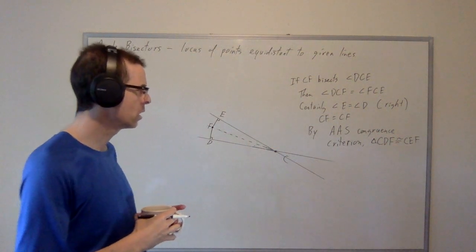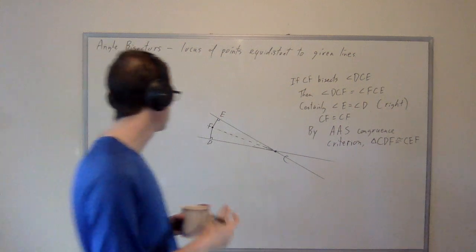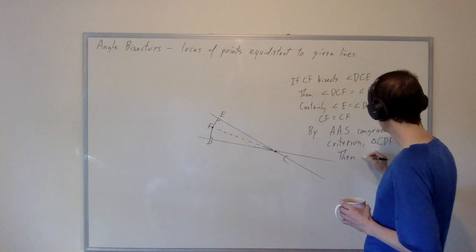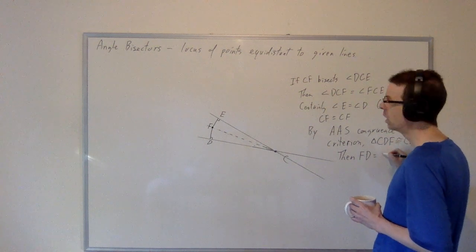If we get the congruence of the triangles, then what's the point? Then we know that FD is equal to FE.